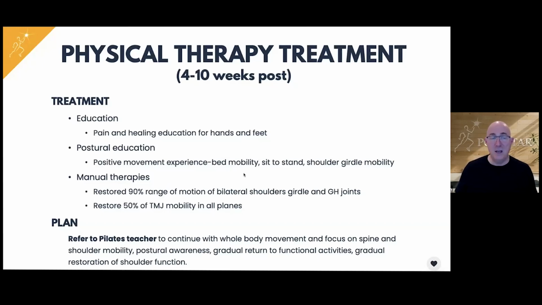I'm thinking of that. And then I also was able to restore about 50% of her TMJ mobility in all planes. So she's eating with less discomfort, and doing pretty well. Plan is I want to refer her to you and to continue with her whole body movement and focus on spine, shoulder mobility, postural awareness, and a gradual return to some of her functional activities and gradual restoration of her shoulder function. And so we're going to use Pilates. She wants to do Pilates. She's just afraid of it. We've just been working on educating her and getting rid of the fear and getting her excited about working with you.